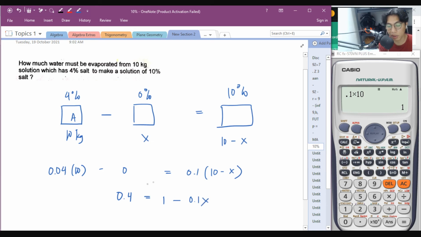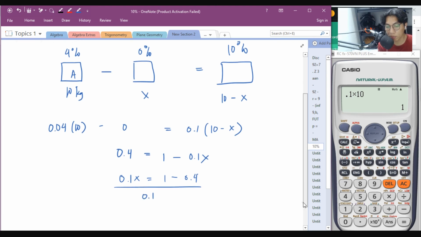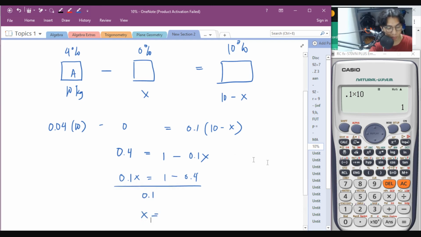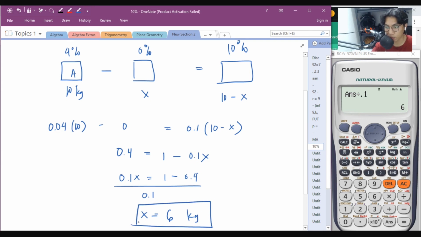0.1x. Okay, pagsamahin natin yung mga magkaparehas. 0.1x equal to 1 minus 0.4. Divide both sides by 0.1. What will be the amount of water that will be evaporated? So, that is 1 minus 0.4 divided by 0.1. The answer will be 6 kilograms of water must be evaporated. That is the mixture problem.